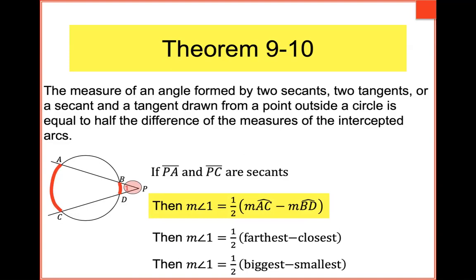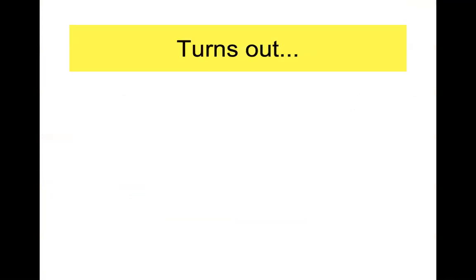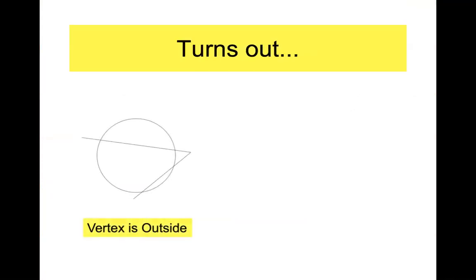Notice they don't say anything about farthest, closest, biggest, smallest. They just say the difference of the two. So obviously in geometry, we had to have a positive value. So you would always be subtracting them in the order of the largest number minus the smallest number. All right, cool.